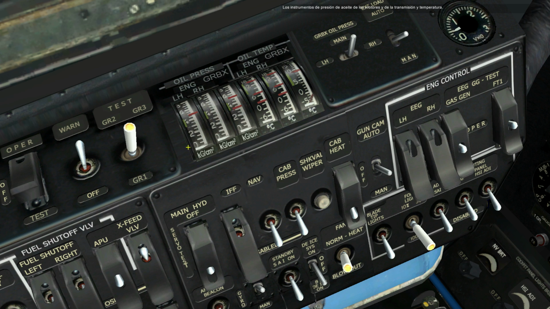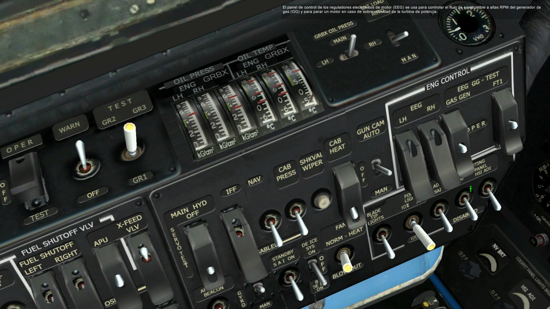The transmission oil pressure and temperature gauges. The onboard equipment control panel includes switches for the backup ADI, main hydraulic systems, weapons control systems, strobe beacon, and others. The lighting control panel includes switches for the rotor tip lights, formation lights, cockpit instrumentation lights, and MBG-compatible cockpit lights.